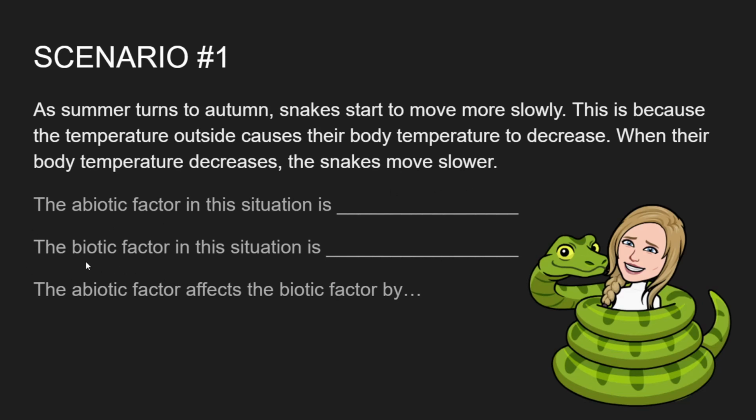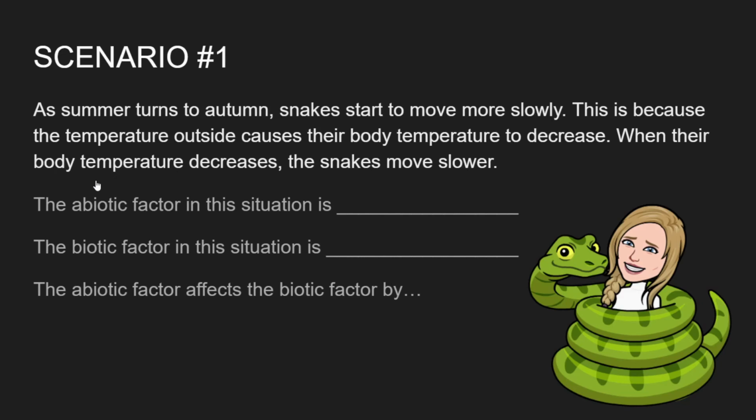So now what's the biotic factor? What's the living thing? Well, there's only one living thing in here. It's the snake, right? So the biotic factor in this situation is the snake. So how does the temperature affect the snake? Well, the temperature affects the snake by changing how fast it can move, right? When the temperature is higher, the snake can move faster. When the temperature is lower, the snake moves slower.